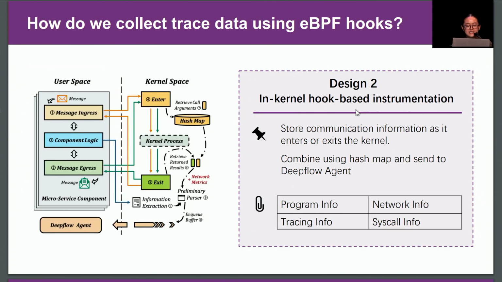Secondly, how do we collect trace data using eBPF hooks? For the convenience of later assembling, we need to collect these 4 types of data: program, network, tracing, and syscall. Some of them are collected when the syscall enters the kernel, and some at the exit point. And the enter and exit information are combined with hash maps.